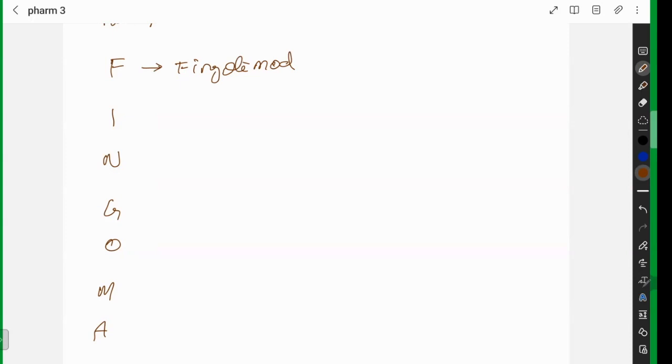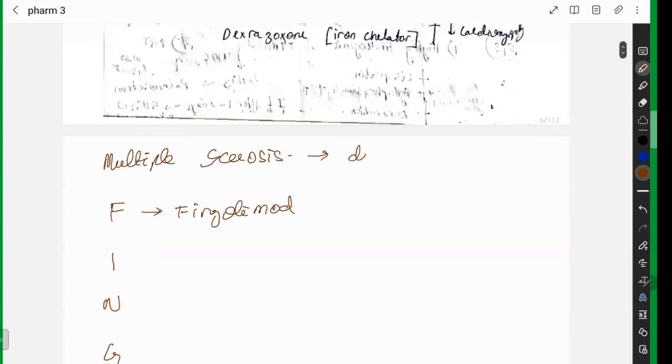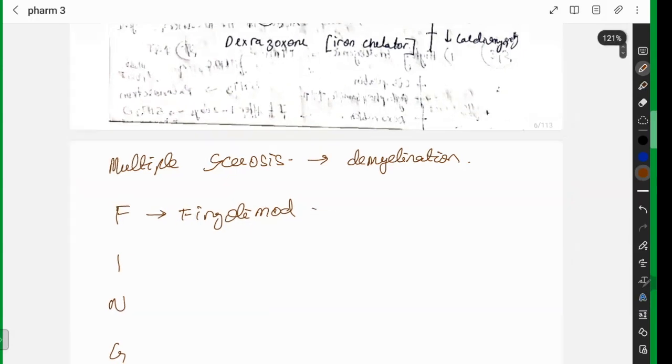Here what happens? There is antibody that is going to act against your myelin sheath. Because of this, there is going to be demyelination. So what you are going to do is give drugs that are going to help the patient in neuronal transmission and prevent the antibody reaction against your myelin sheath. So number one is fingolimod, which is a sphingosine phosphate inhibitor.